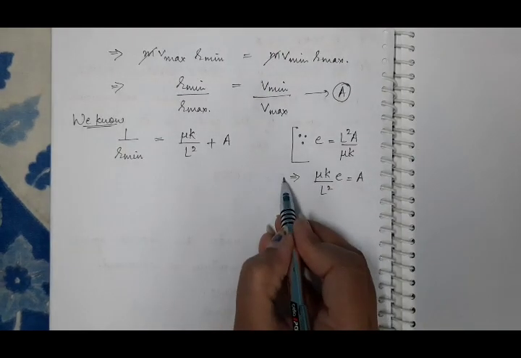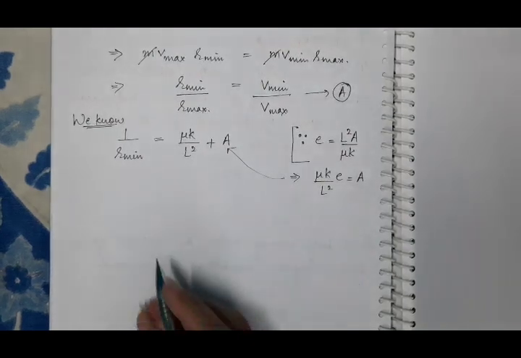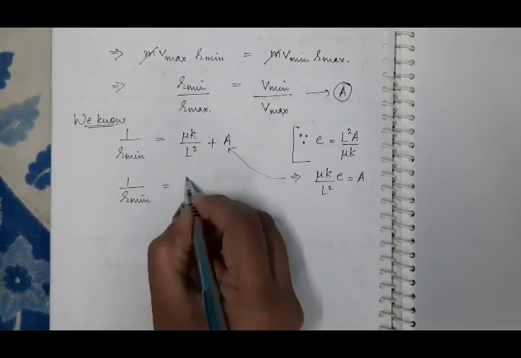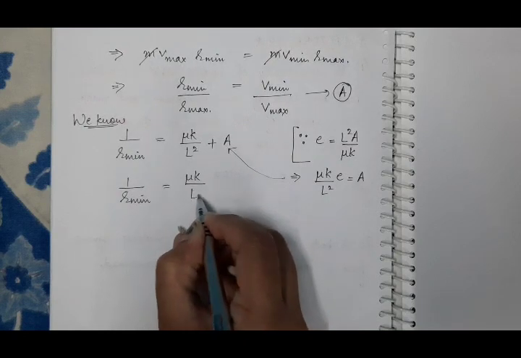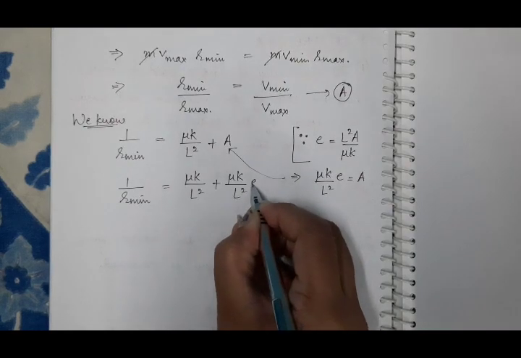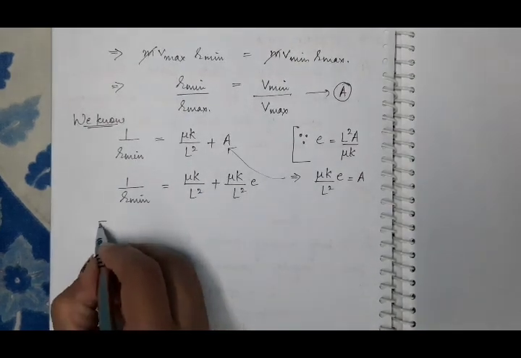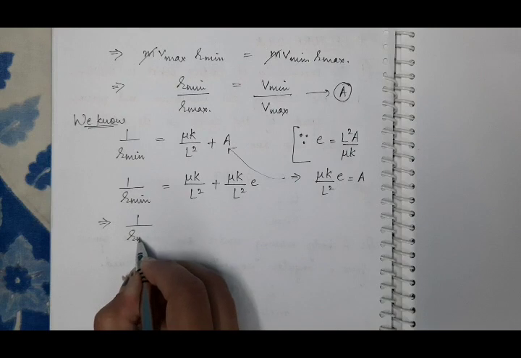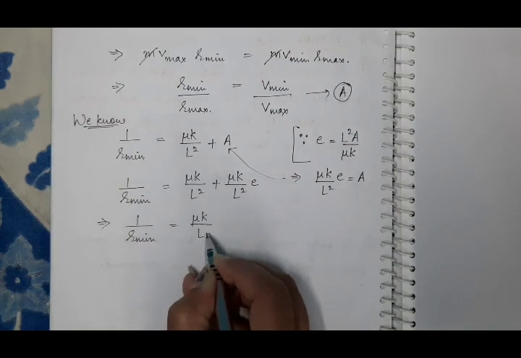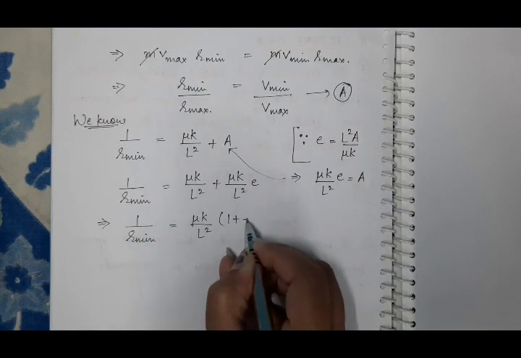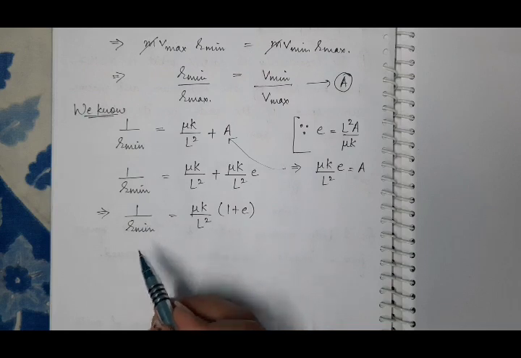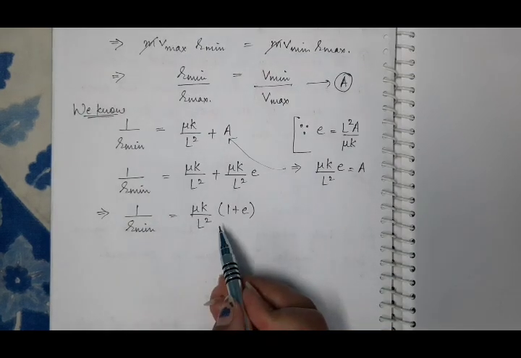Use this expression here and you will get 1 upon R minimum equal to mu k by L square plus mu k by L square into E. Now take this term common. So 1 upon R minimum, mu k by L square is common, so you have 1 plus E. And we need the value of R minimum. This is the value of the reciprocal of R minimum, so take its reciprocal.